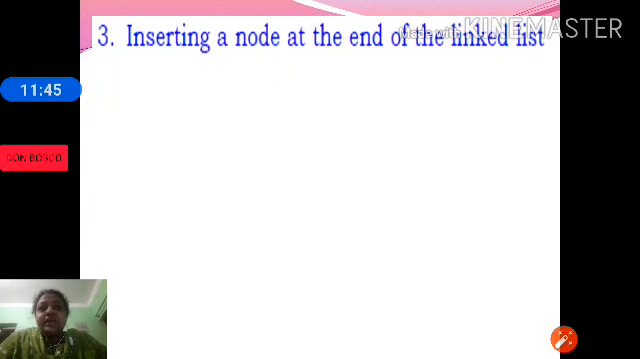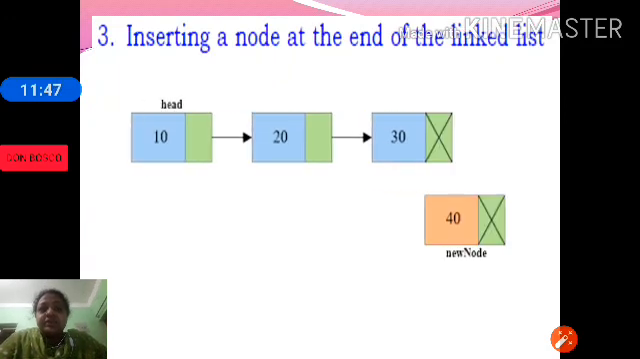Next we have inserting a node at the end of the linked list. As there are 10, 20, 30 available in the list, now we want to add 40. 40 is the new node. So we can insert a node at the end, that means after 30. So 40 comes after 30. 40 is the new node which will be added.